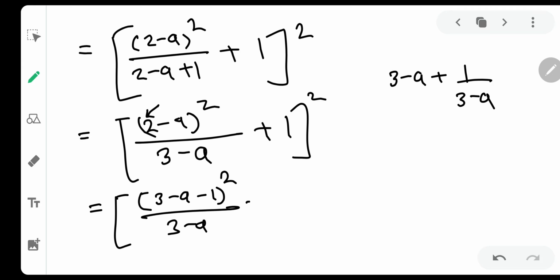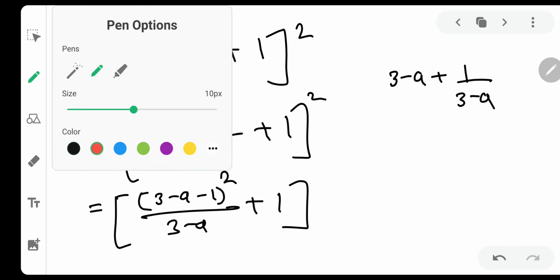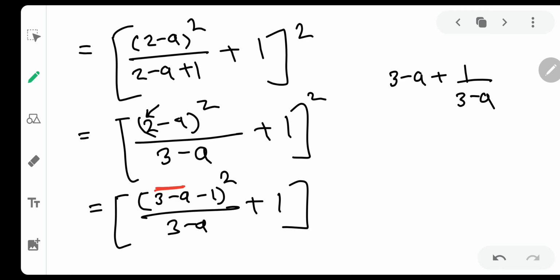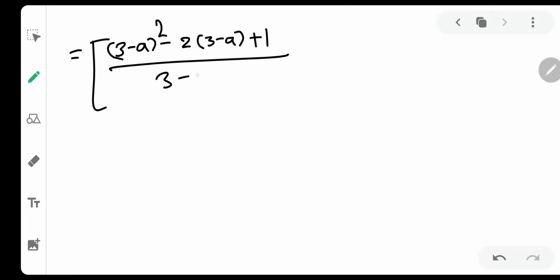Now if you check it out, I have done nothing but write 2 in terms of 3 as 3 minus 1. 3 minus 1 is anyways 2. Now what I am going to do is treat 3 minus a as one term, and 1 as some other term, and then apply the (a minus b) the whole square formula. So let us start with this trick. This will look something like this: (3 minus a) the whole square minus 2 times (3 minus a) plus 1, upon (3 minus a plus 1) the whole square.